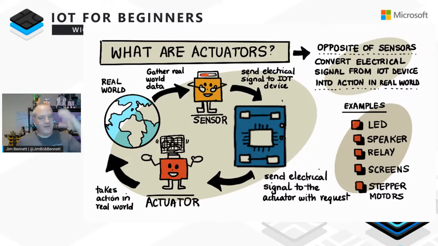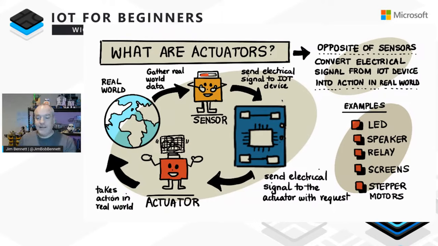So a sensor takes a real world property and converts it to an electrical signal that your IoT device processes. The IoT device can send an electrical signal to an actuator, which takes an interaction with the physical world. So it's pretty much the opposite of a sensor. Instead of physical property going to electrical signal, it's electrical signal going to physical property. So some examples, an LED, put electricity in, it lights up.